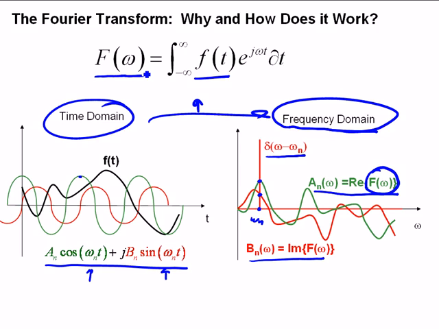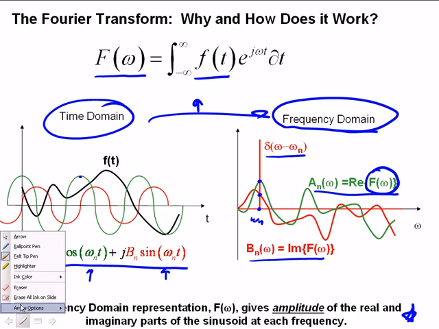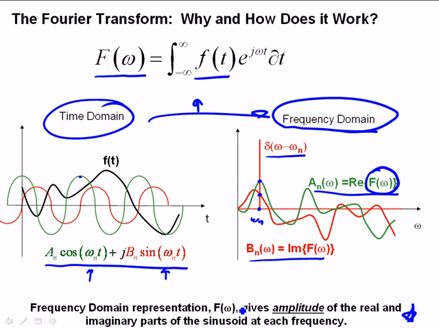Whew, okay. So, to review, the important thing is a frequency domain representation. A frequency domain representation gives the amplitude of the real and imaginary parts of the sinusoids that you have to sum together to give the time domain signal at each frequency. So keep that in your head as we move forward.